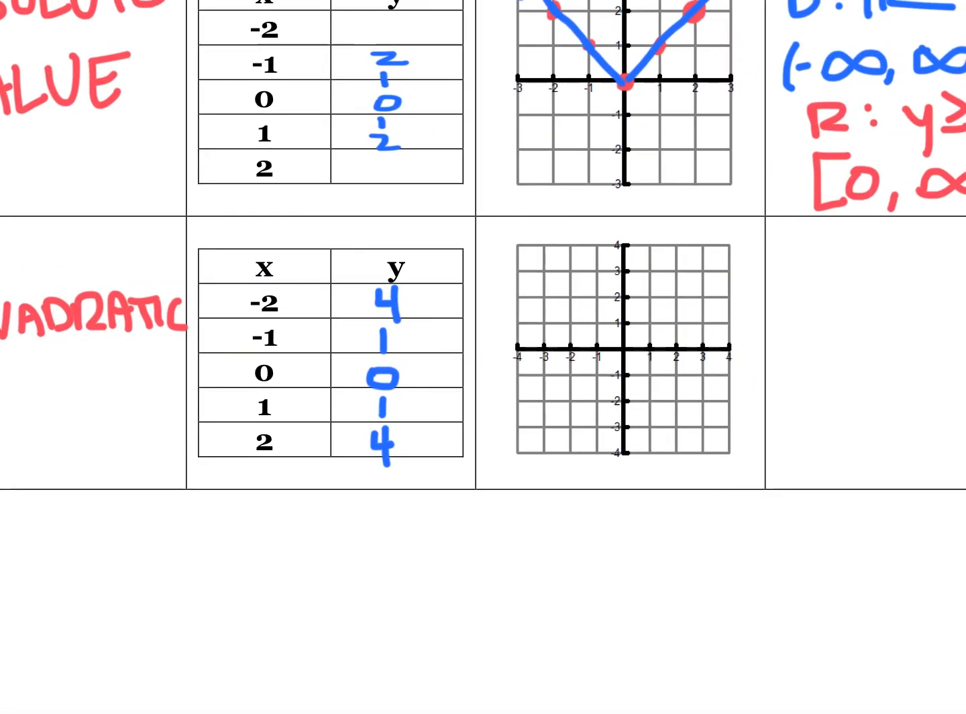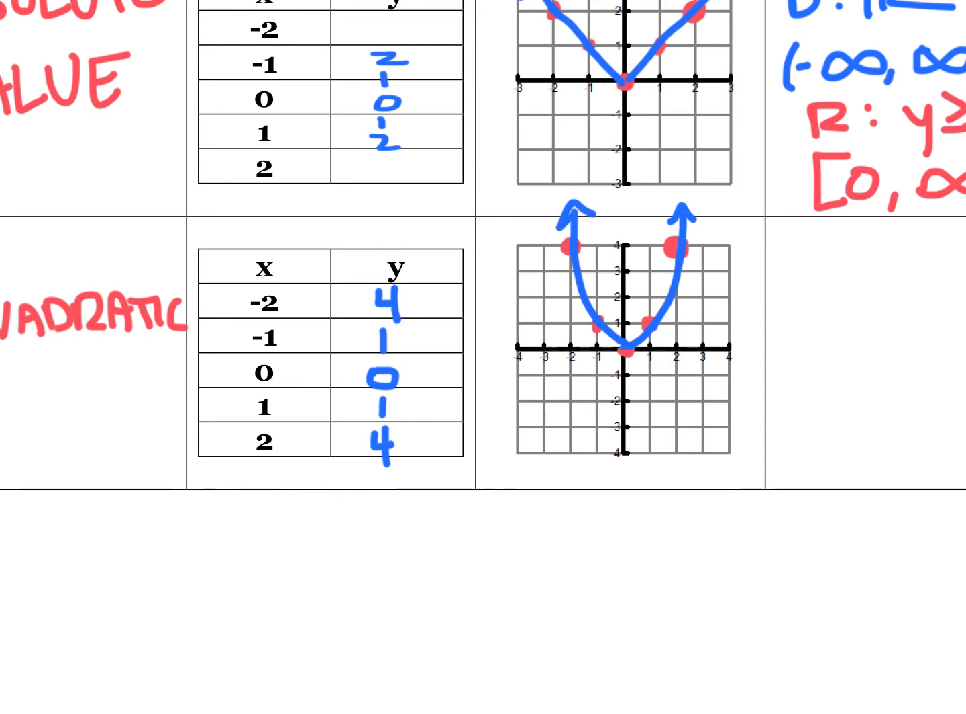So let's graph this. At negative 2, I'm up here at 4. At negative 1, we have 1, 0, 0, 1, 1, 2, 4. So this graph, instead of a V shape, forms like a U shape because it curves up.